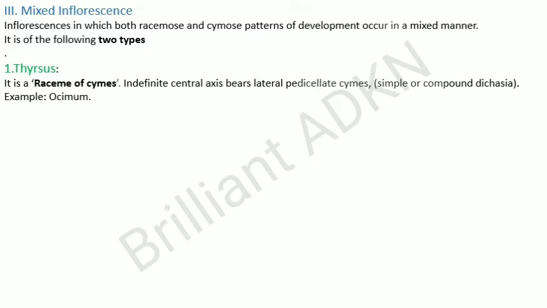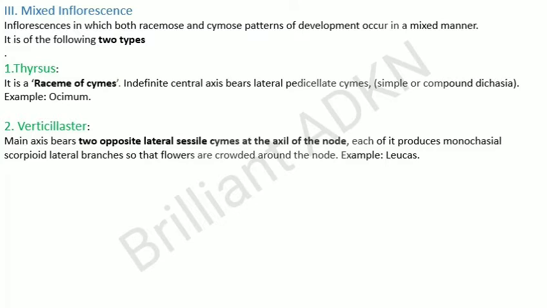First type is thyrsus. Thyrsus means it is a raceme of cymes. Indefinite central axis bears lateral pedicellate cymes, that is simple or compound dichasia. Example, Ocimum. Second type is verticillate, that is main axis bears two opposite lateral sessile cymes at the axil of the node. Each of it produces monochasial scorpioid lateral branches so that flowers are crowded around the node. Example, Leucas.